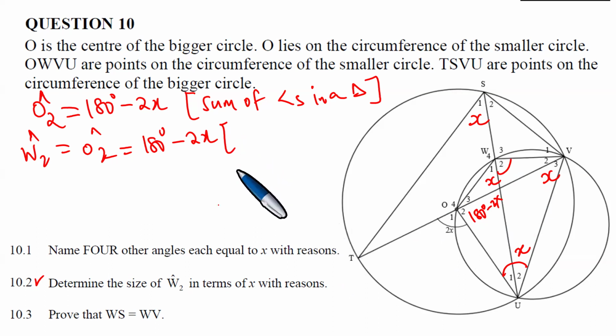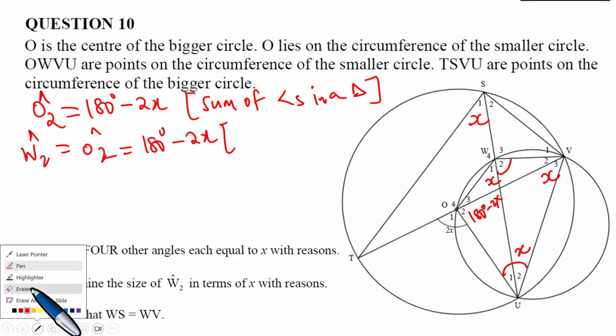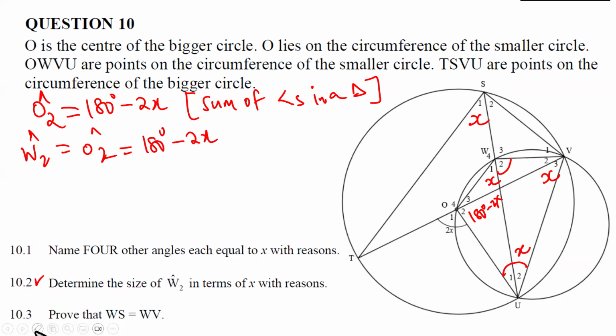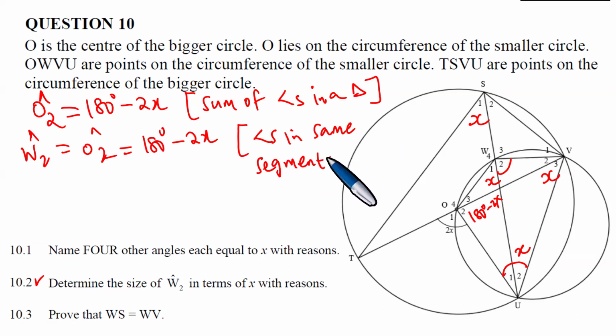And why is this the case, Tando? Why is W2 equal to O2? Angles in the same segment. Right, angles in the same segment. Very well done there, Tando. And we move forward to the next question.